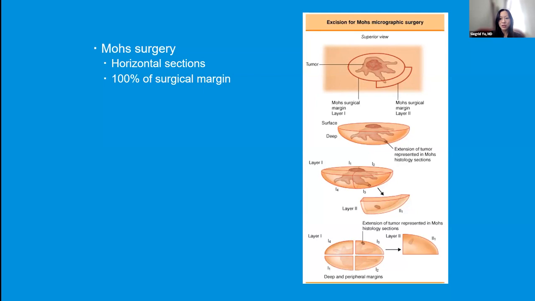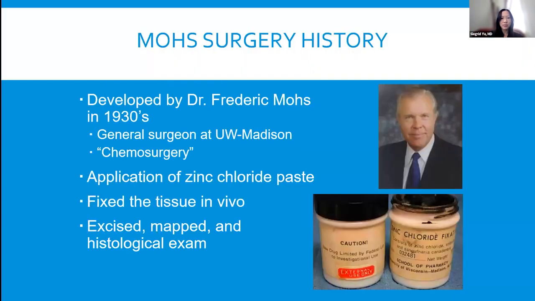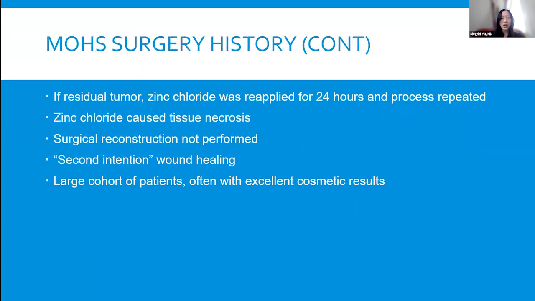With Mohs surgery, the margins are done completely differently, and we end up looking at things horizontally. So we're now examining a complete peripheral and deep margin, and this looks at 100% of the surgical margins. This technique was developed in the 1930s by a physician named Fred Mohs. He had a kind of antiquated technique where zinc chloride was applied for patients. They would need to sit for 24 hours for processing and return to the office the following day for additional surgery. At that time, Mohs surgery did not include reconstruction, and everything was allowed to heal on its own. His cohort of patients often healed very well with excellent results.